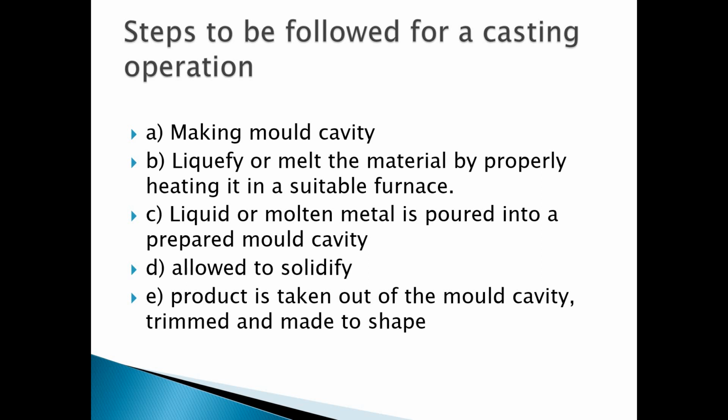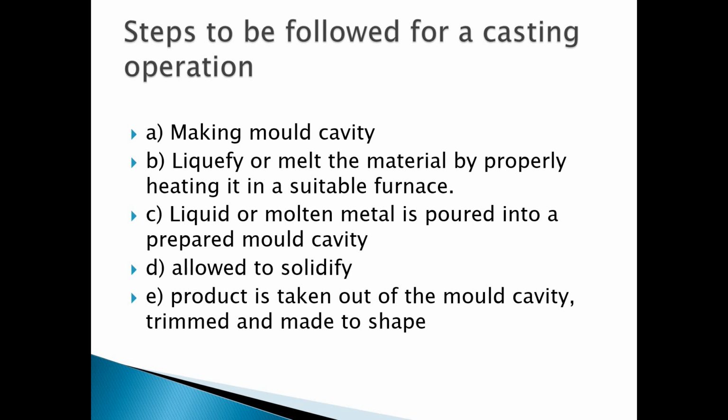First we need to make a mold cavity, then liquefy or melt the material by properly heating it in a suitable furnace. Then the liquid or molten metal is poured into the prepared mold cavity. It is allowed to solidify, and the product is taken out of the mold cavity, trimmed and made to shape. These are the steps we are going to use for preparation of a component in casting.